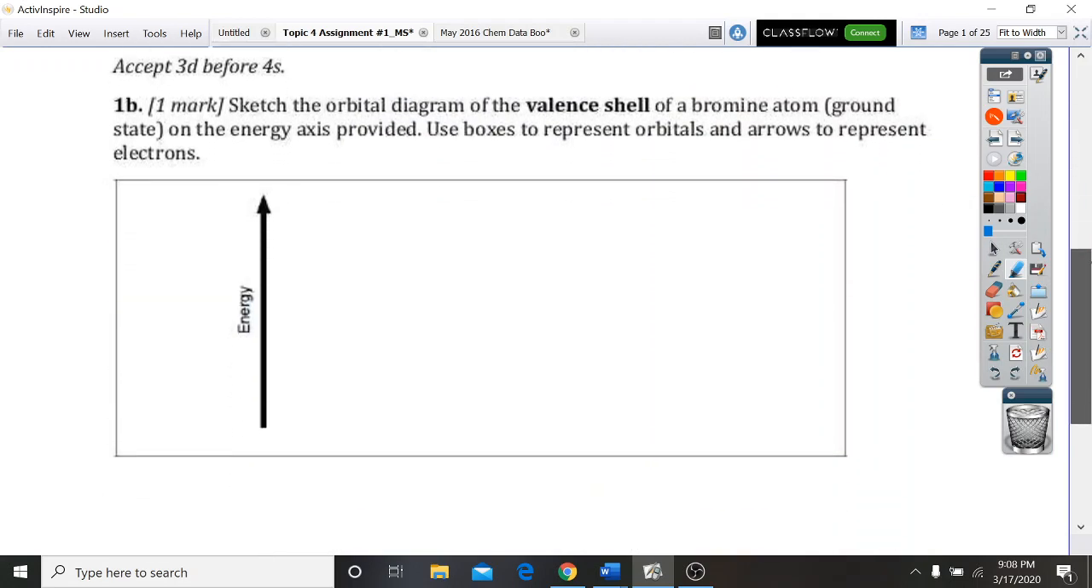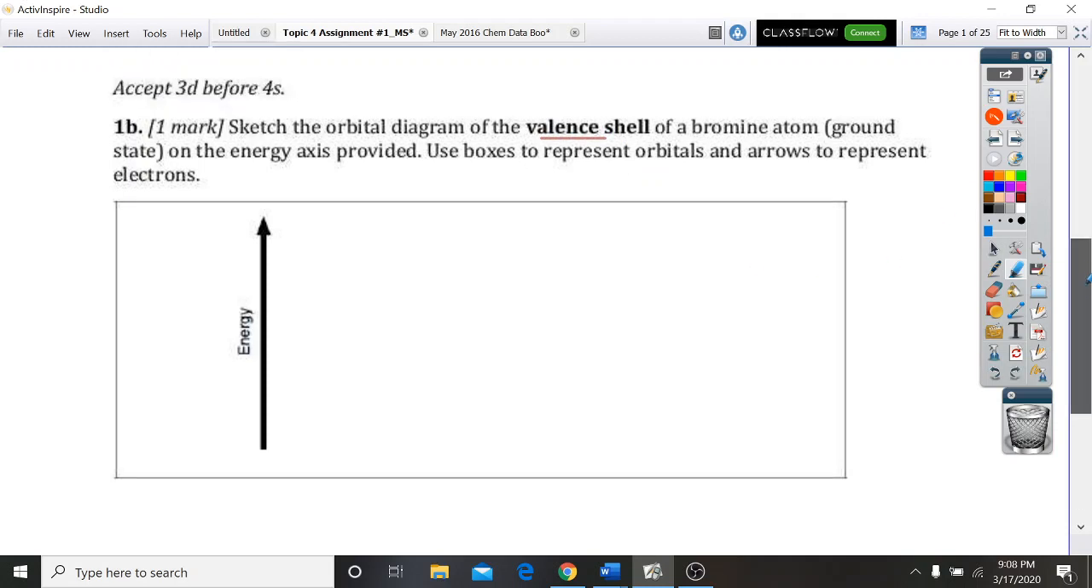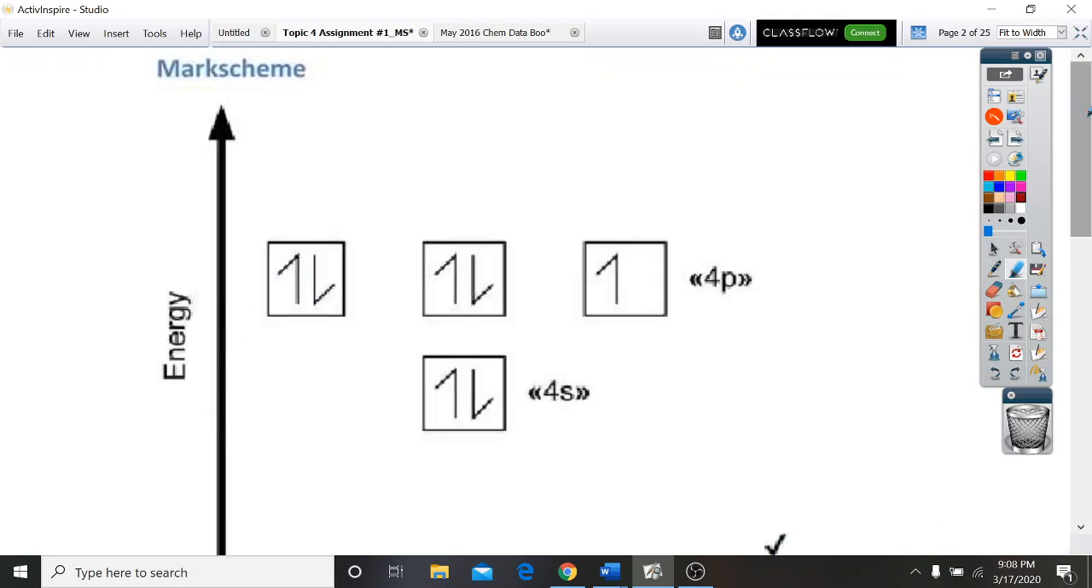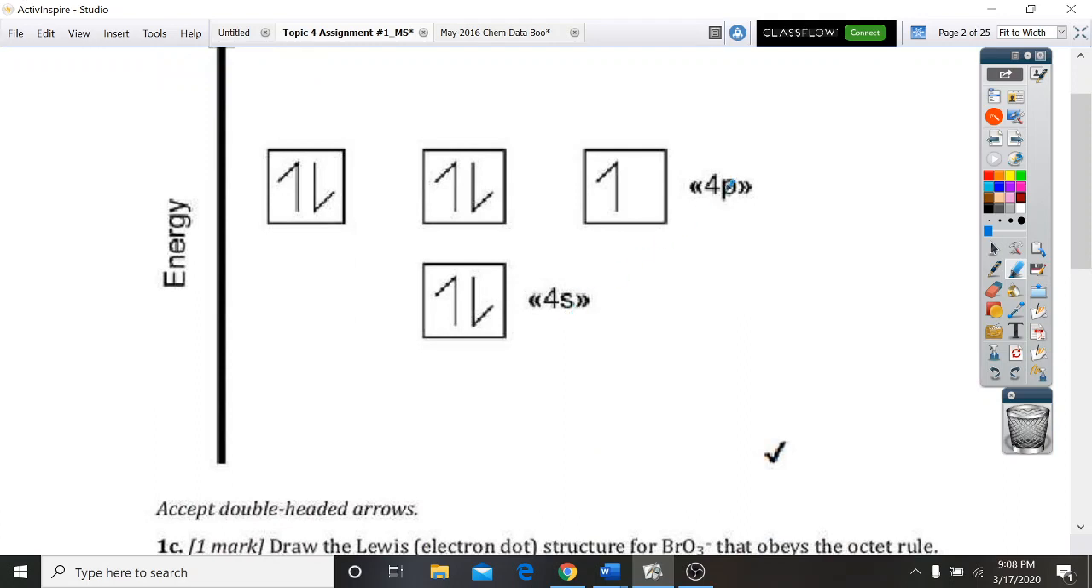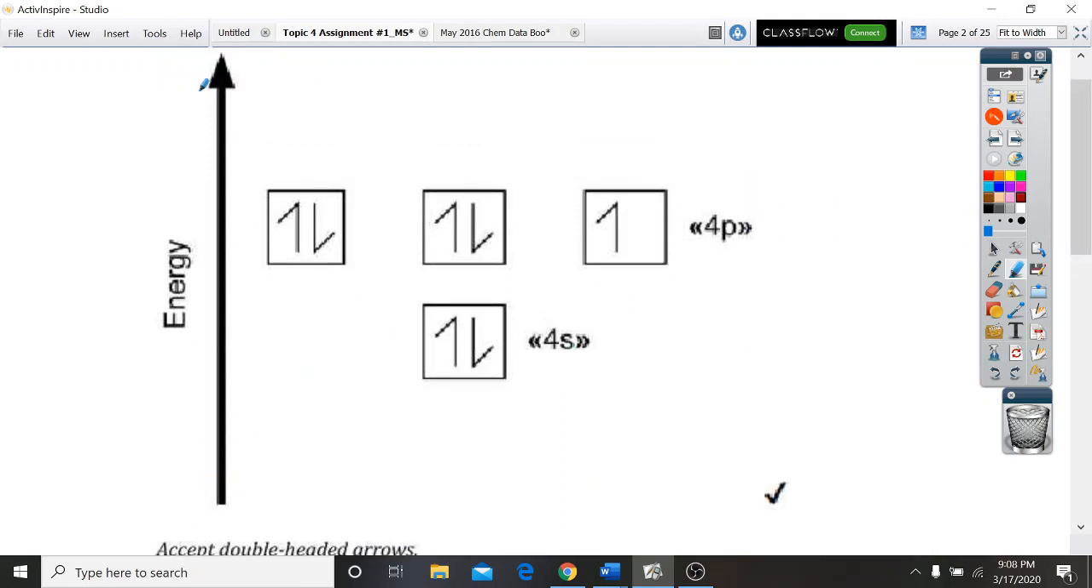Down here, they asked you to sketch the orbital diagram only of the valence electrons. So they only cared about the last level of bromine. That means that you had to consider the s and p orbitals of 4s and 4p. Now notice that the energy line is pointing up. That means higher energy is up here. That is why they've placed 4s down here and 4p above it.